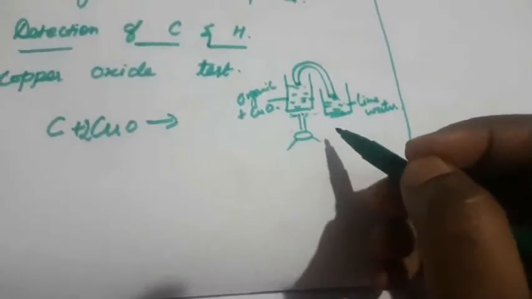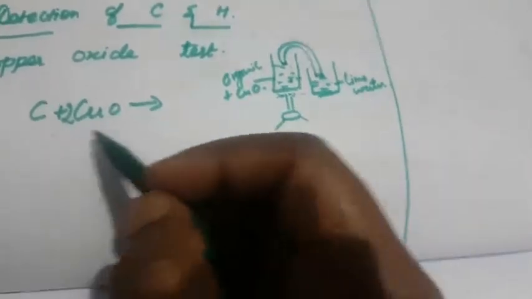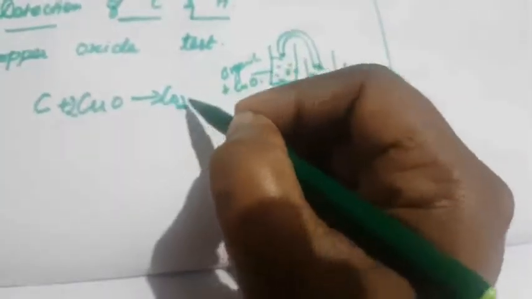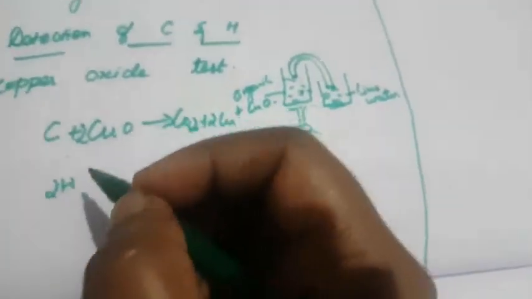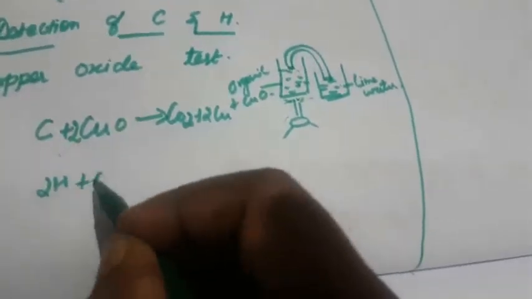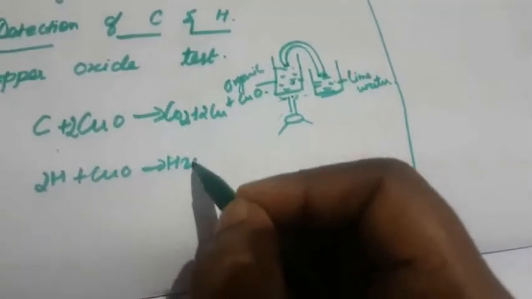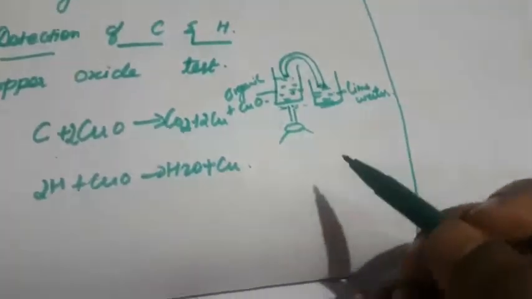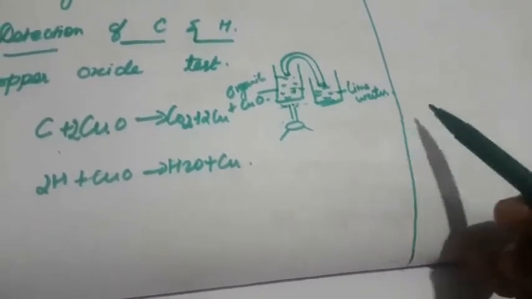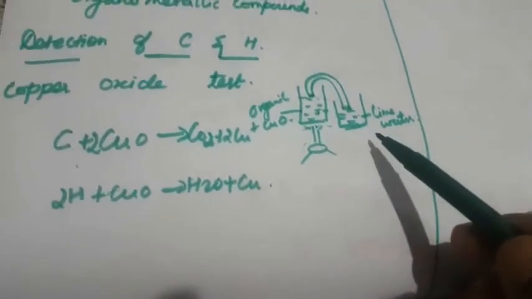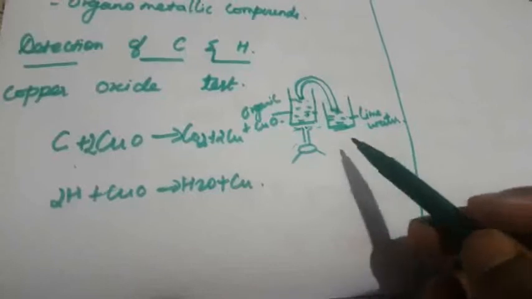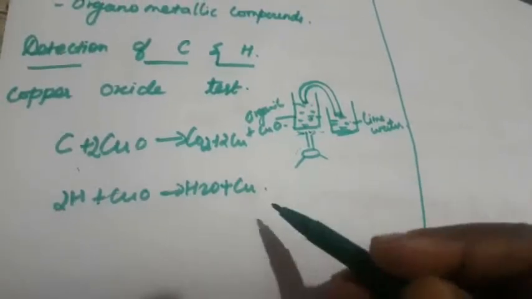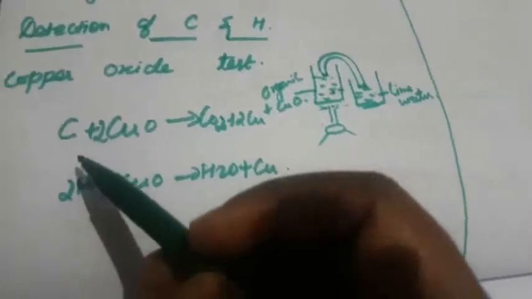The mixture is heated strongly and the reaction takes place. Copper oxide reacts to give carbon dioxide and copper. If hydrogen is present in that compound, it reacts with copper oxide to form water molecules, that is, water vapor is evolved. If carbon is present, it is oxidized to carbon dioxide, which turns lime water milky. If hydrogen is also present, it is oxidized to water, which condenses in small droplets on the cooler walls of the test tube, and water is collected inside the bulb.